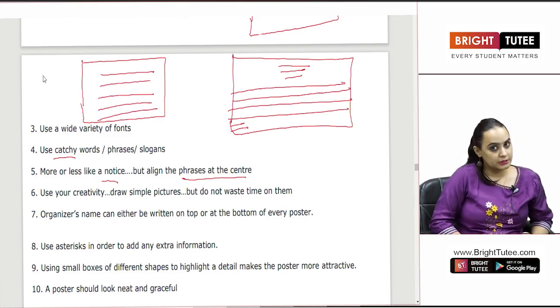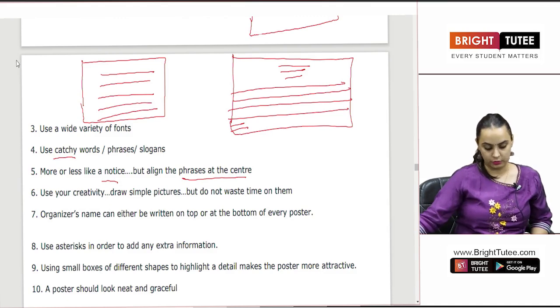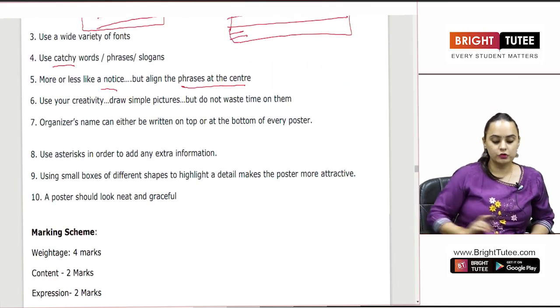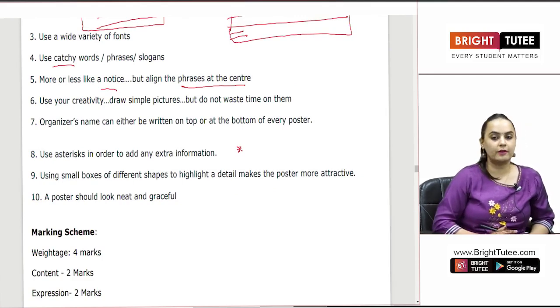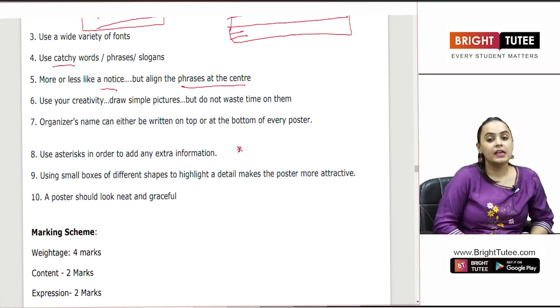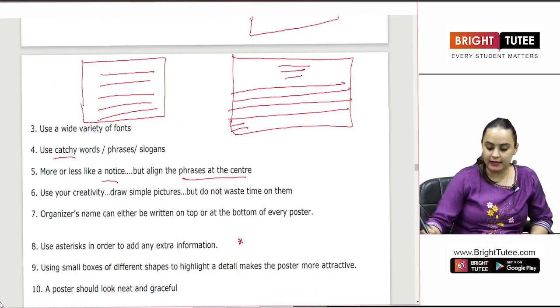Use your creativity. Draw simple pictures but do not waste time on them. The organizer's name can either be written on the top or at the bottom of every poster. We have to use an asterisk. We all know this is an asterisk, so we use an asterisk if we wish to add any important information. Use small boxes of different shapes to highlight a detail.